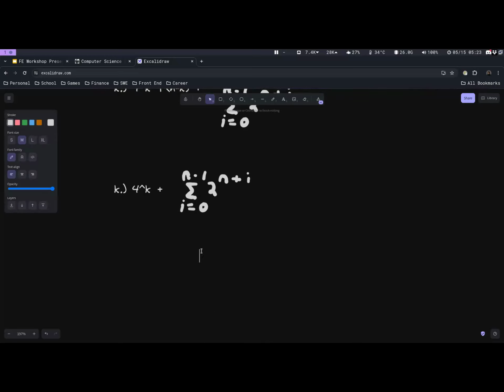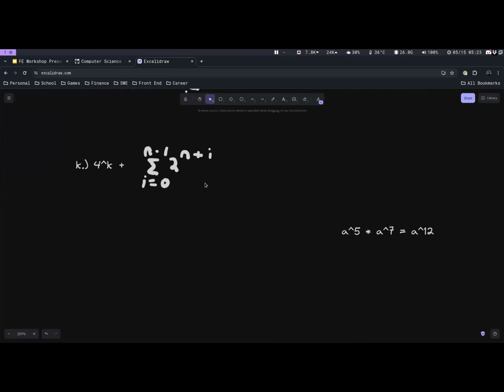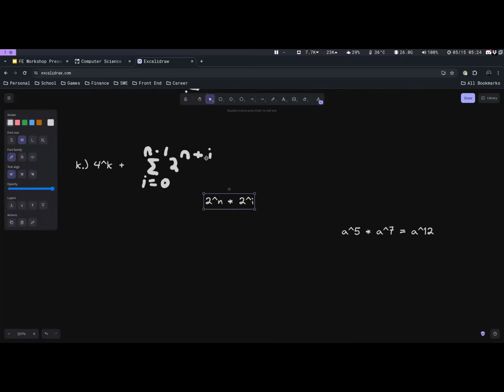So remember our handy-dandy rule of a to the 5 times a to the 7 equals a to the 12. Well, if we do a little bit of reverse engineering, this is actually just 2 to the n times 2 to the i. Is everyone in agreement on that? We can see this because it's n plus i, and again, the exponents are added when they are multiplied by each other. So do you see how this equals that, right?